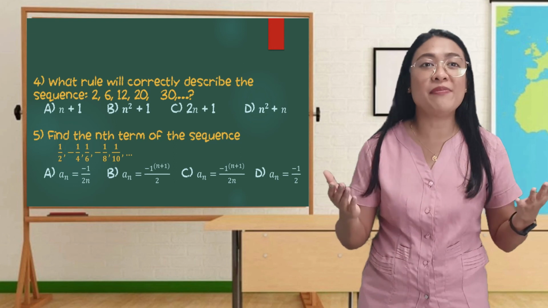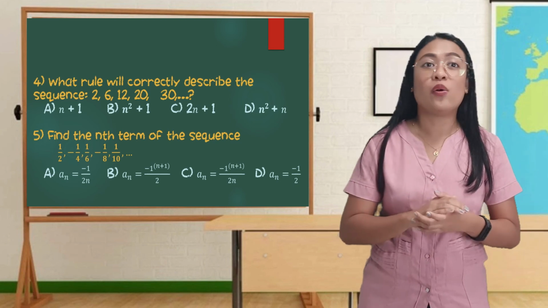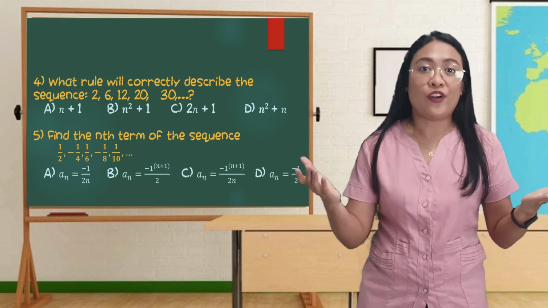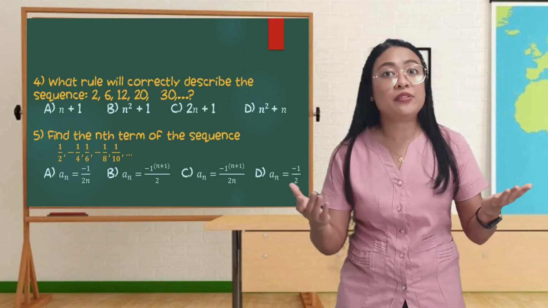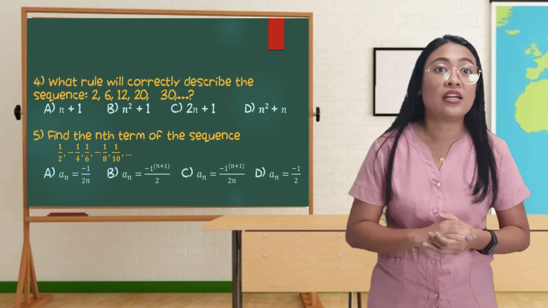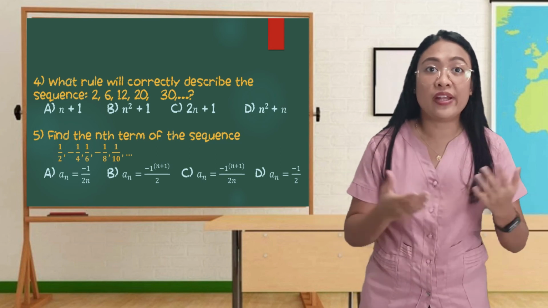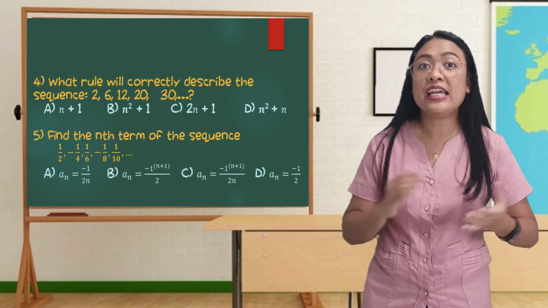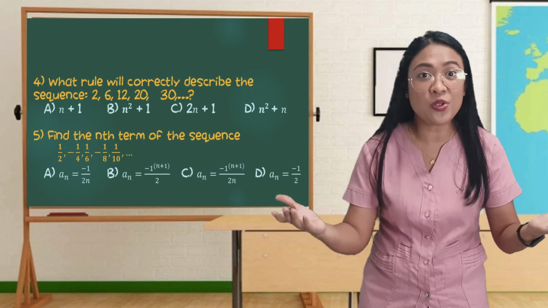Lastly, for number 5, find the nth term of the sequence 1/2, -1/4, 1/6, -1/8, 1/10. For letter A, a sub n is equal to -1 over 2n. For letter B, a sub n is equal to -1 raised to n plus 1 over 2. Letter C, a sub n is equal to -1 raised to quantity n plus 1 all over 2n. And letter D, a sub n is equal to -1 over 2. Write your answers in your notebook.